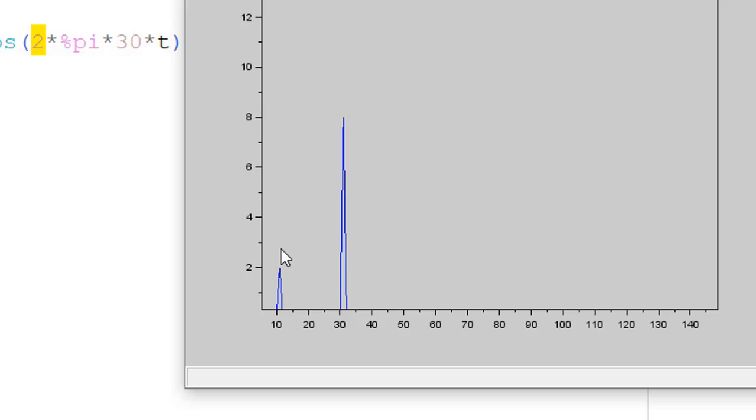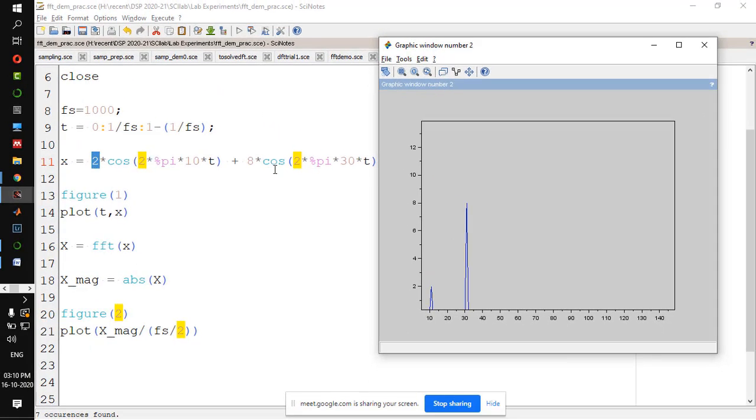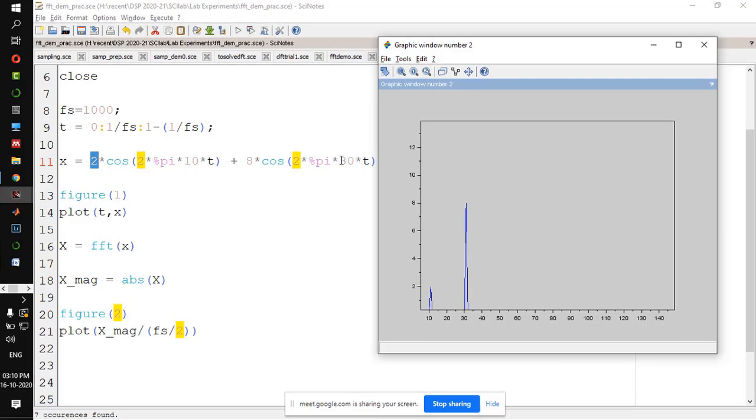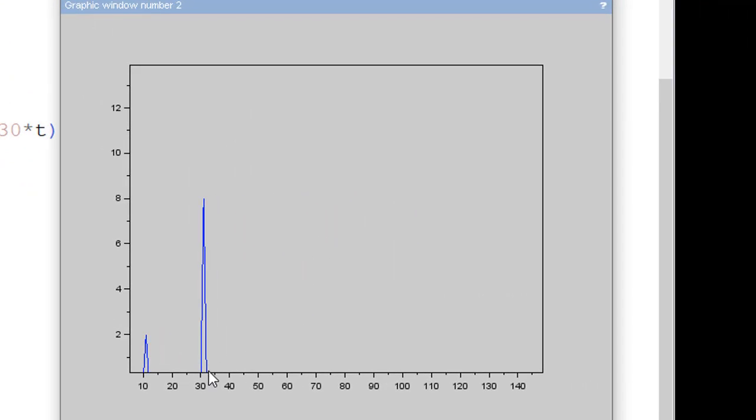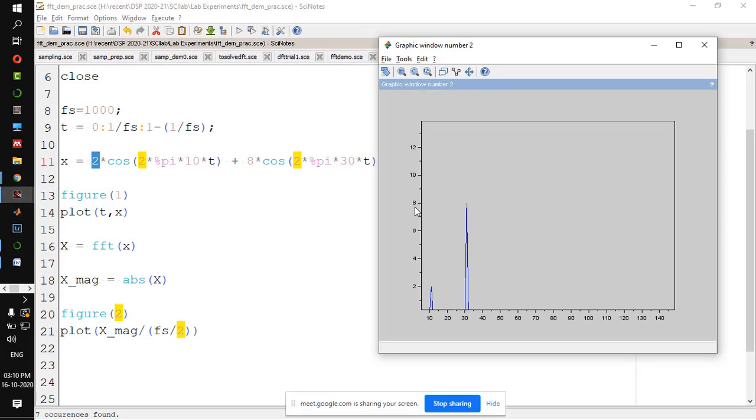Okay, so what does it say? There is an impulse in the frequency domain, which means that there is a frequency component at 10 Hertz. And what is its amplitude? Its amplitude is 2, right? And I have one more frequency component which is 30 Hertz. There is an impulse at 30 Hertz. And what is its amplitude? Its amplitude is 8 volts. So I have 8 here. Getting?